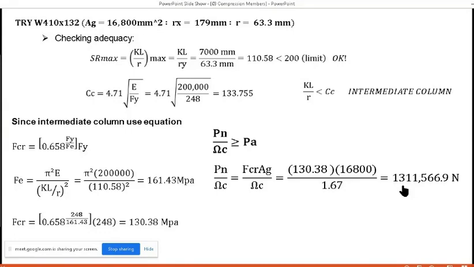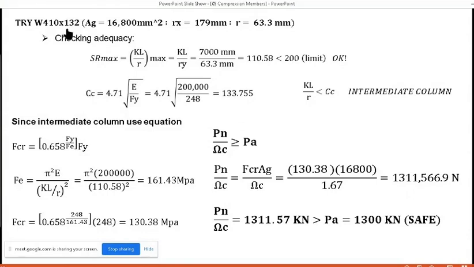Okay? So if we try to compare our allowable strength and our service load, mas mataas pa rin yung ating allowable strength kaysa doon sa ating service load na 1,300. So, ang ating 410 by 132 na section is still safe. Diba? Safe pa rin siya. So, ito, mas economical siya kaysa doon sa ating previous trial.